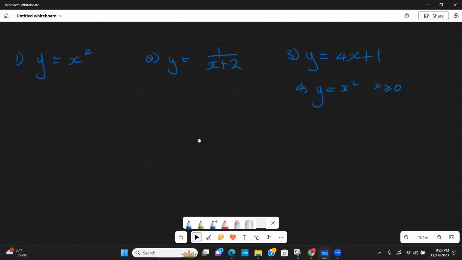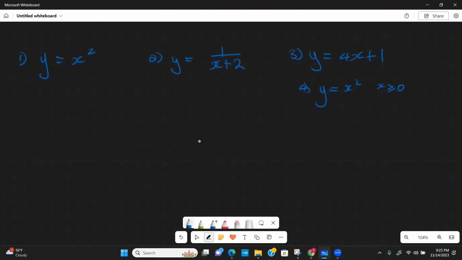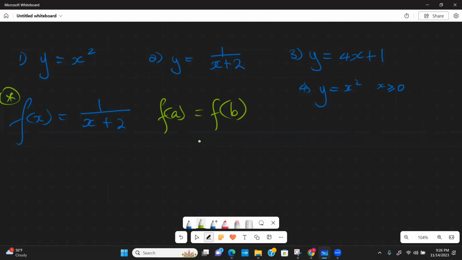So let us start off with one of these. Let's say we're starting off with this one. It says y is equal to, or you could say f of x if you want, where f of x is equal to 1 over x plus 2. As we said, we're going to take this function and show that f of a is equal to f of b. If this is so, then it is a one-to-one function.